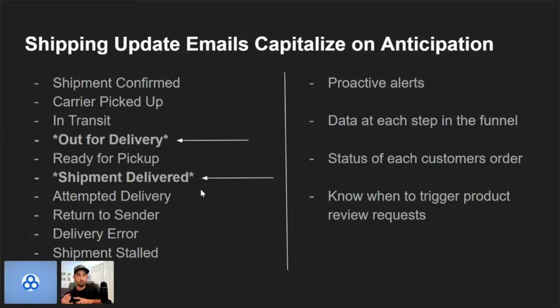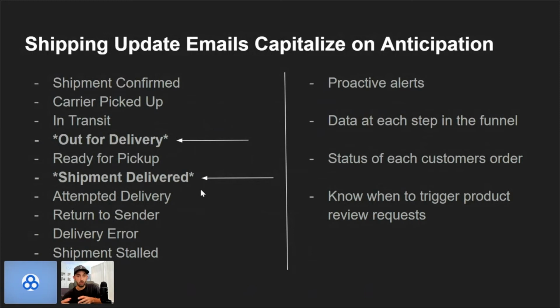One is it allows you to provide proactive alerts to your guys' customers. Two is it gives you further insight and data at each step of the funnel on what's going on with a particular customer. And you also know the status of each customer's order. That way, for customer support, you can tap into that and figure out, oh, hey, you're inquiring about your order. It actually shows that it was just delivered. Go check your mailbox or go check your front door.